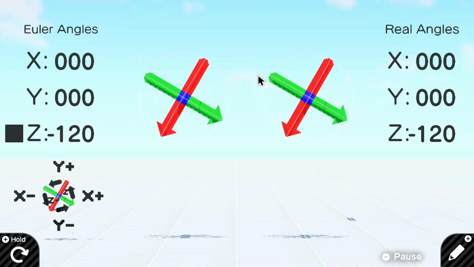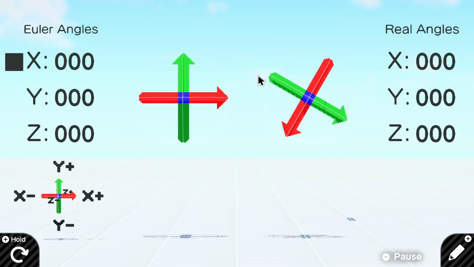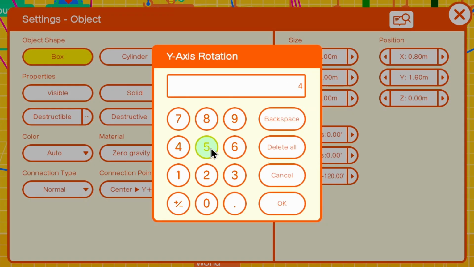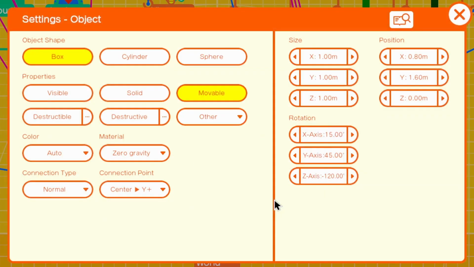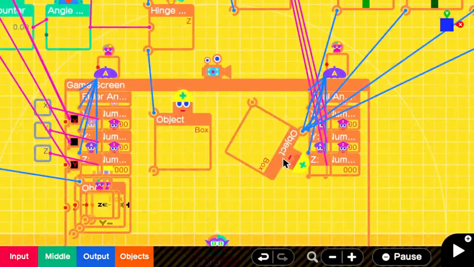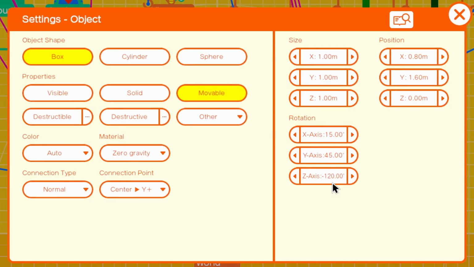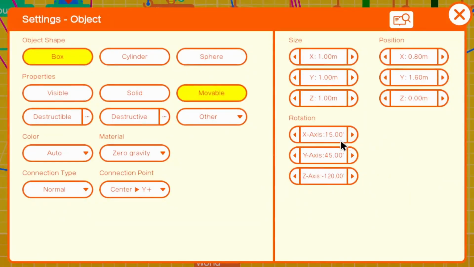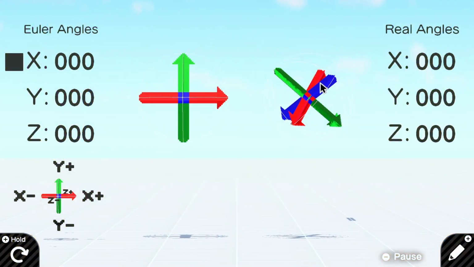Now, most of the confusion comes when you try to rotate an object using multiple angles. For example, what if we keep the negative 120 degrees and rotate it by 45 and then 15? When we look at the object, it makes less sense how an x rotation of 15, y of 45, and a z of negative 120 would end up like this. So here I'm going to try to explain how you can more intuitively figure out what these rotations in the settings would result in within the actual game.